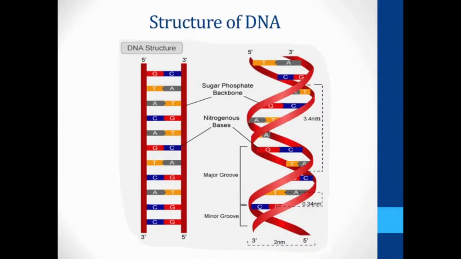The length of one complete turn is 3.4 nanometer, and there are 10 base pairs in one turn. 10 base pairs are not shown in this diagram, so please don't count the base pairs in this one. Now by calculation we find that there is a distance of 0.34 nanometer between two base pairs. So this is the structure of DNA, and we hope you have understood it very well.